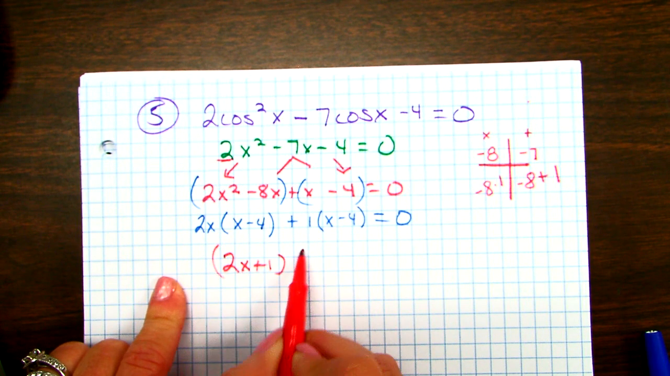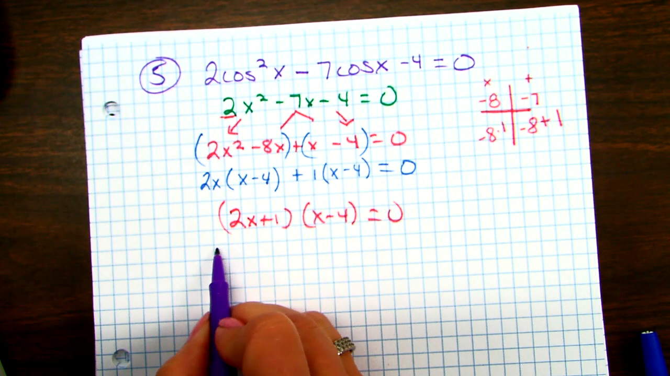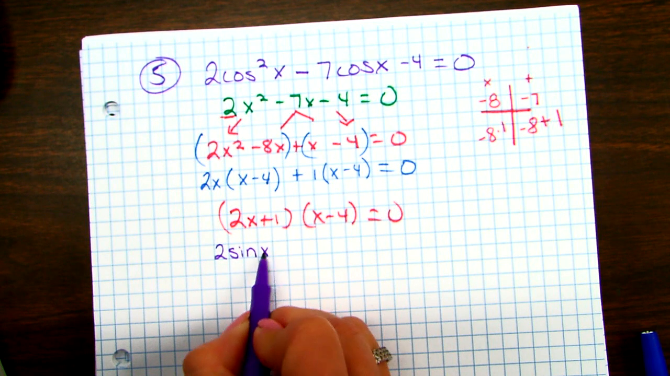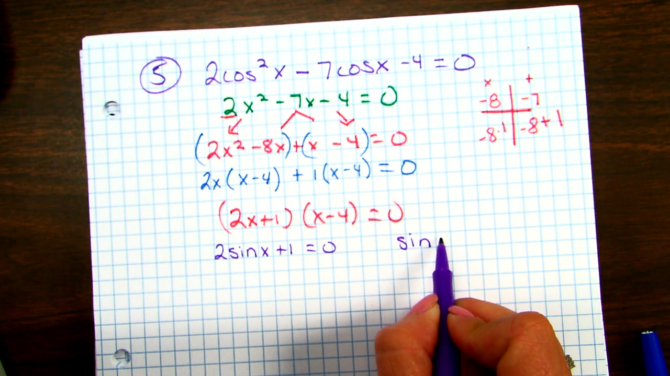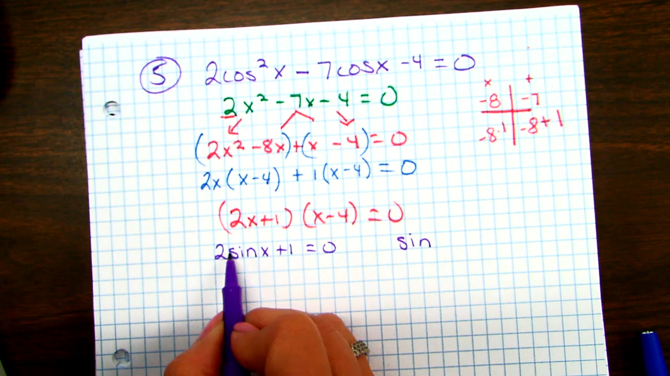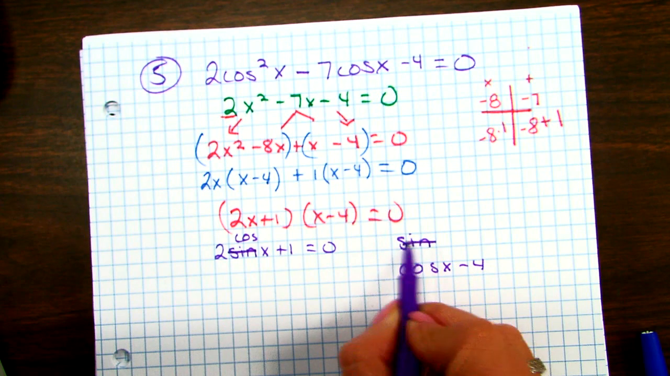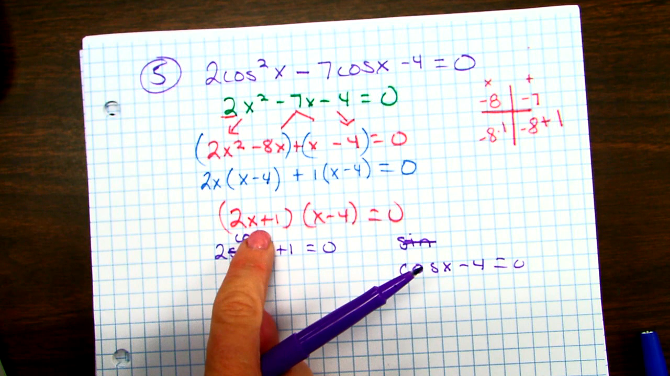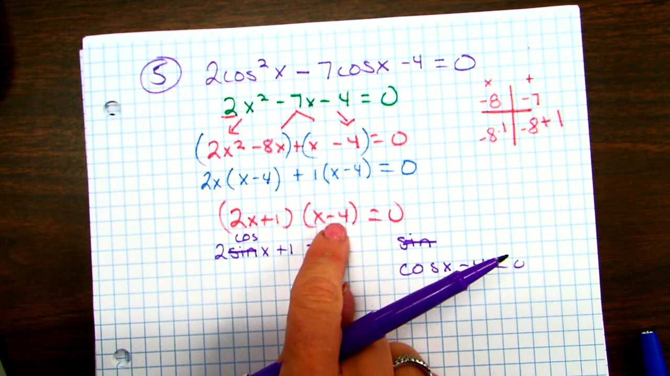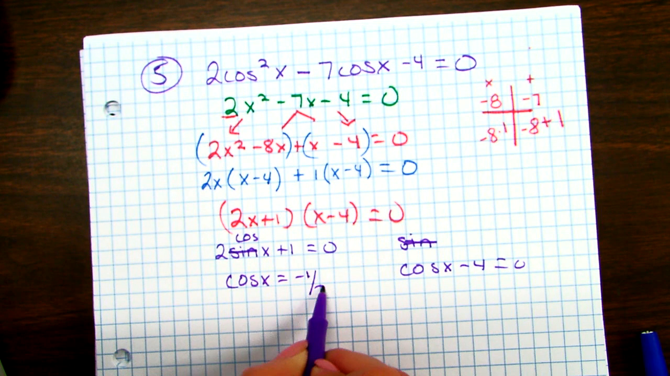2x plus 1 and x minus 4. But we're not in quadratic land. We are in trig land. So I'm going to go ahead and put cosine in each of these and kind of combine a step here. Sorry about that. Okay, so 2 cosine x plus 1 set equal to 0, and cosine x minus 4 set equal to 0. And then subtract 1, divide by 2. That's negative 1/2 here.